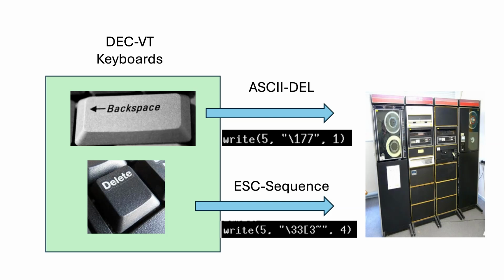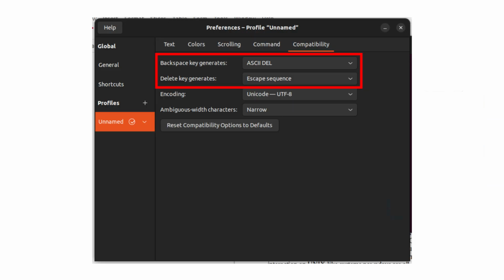The days of constantly fussing with software settings each time you bounce between terminals are over, primarily because all terminal interaction on Unix-like systems nowadays is DEC-VT based. Despite modern terminal emulators on Unix being DEC-VT based, many still have compatibility settings that allow you to customize the backspace and delete key behavior.